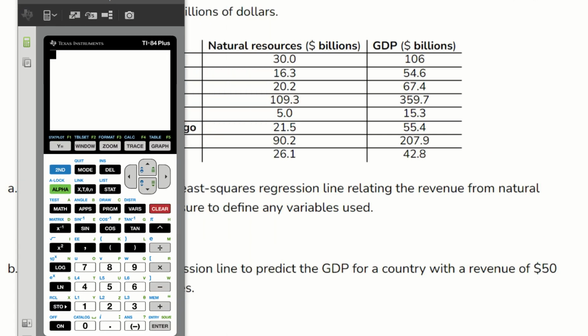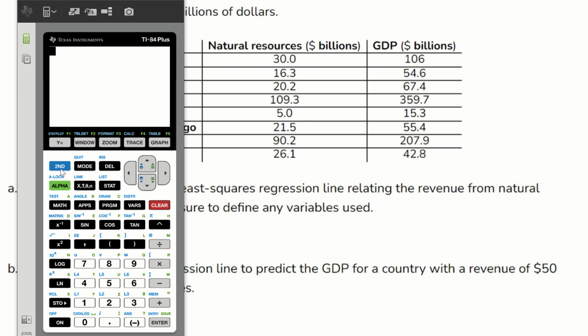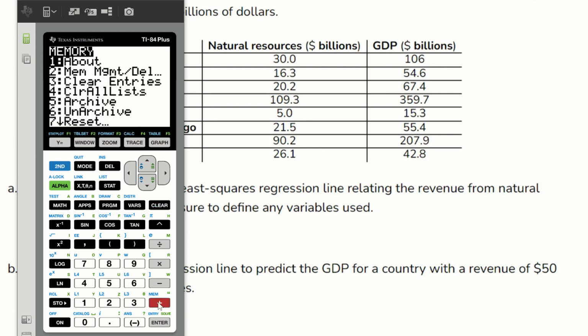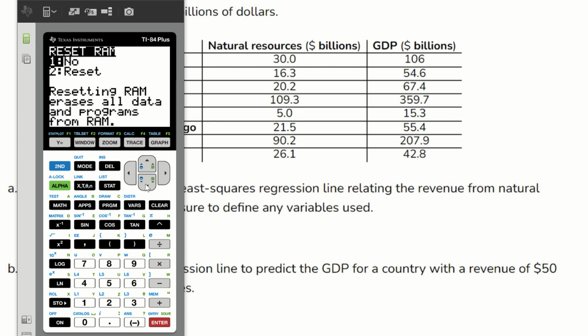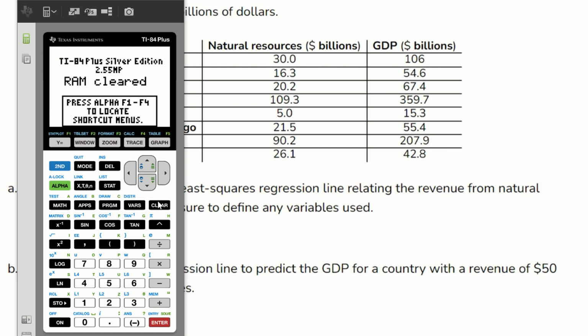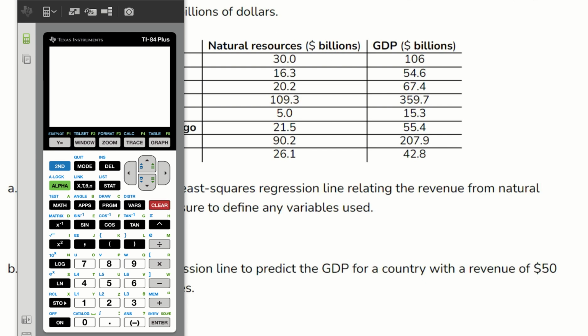All right, so let's get the regression line equation. First, I'm going to reset my memory. So I'm going to hit second plus, and go down to 7 for the reset. Reset my memory because I already entered data from earlier, so I want to erase it. I'm going to erase all my RAM. I'm going to go to reset. All right, now the RAM's been cleared, so we can go ahead and type in the data.